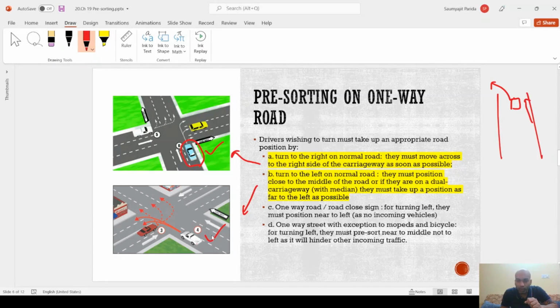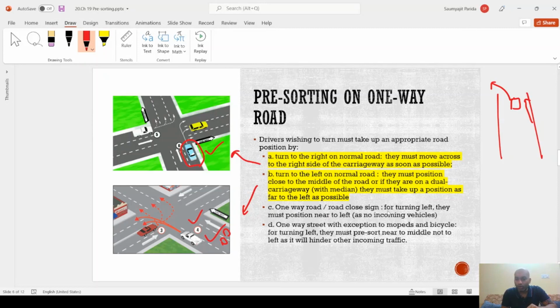If there is a dual carriageway or a multi-lane carriageway, like this multi-lane carriageway, they must take up a position as far to the left as possible, like this. Why to the left? So that the cars using the middle lane or the right lane have enough space to do their maneuvers.